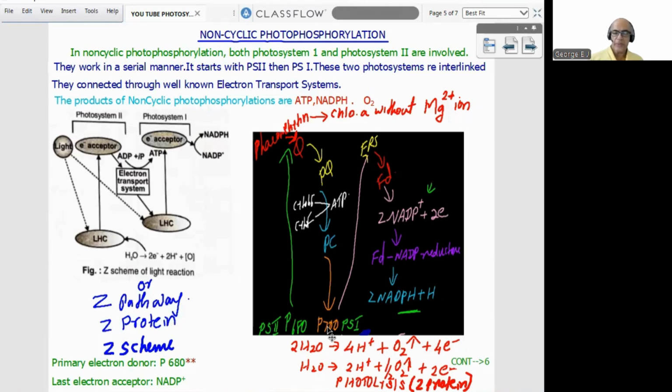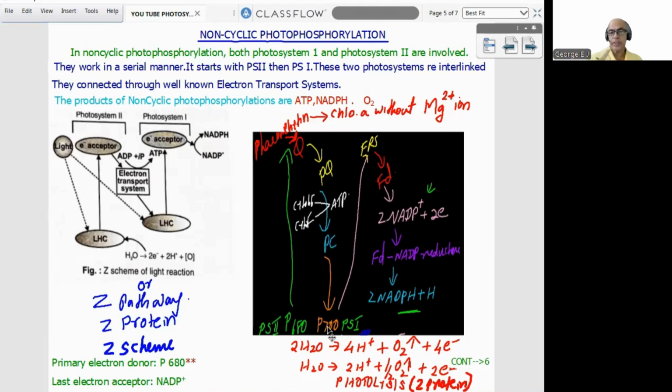PS1 is concerned with the P700. The electron gets excited. It is received by FRS, ferredoxin reducing substance. Then into ferredoxin. From there, it goes to NADP plus. Then you can find water also gets split. Protons, electrons, oxygen will be released. And to this NADP plus with 2 electrons, in the presence of the enzyme ferredoxin NADP reductase, H will be added. It becomes NADPH plus H.